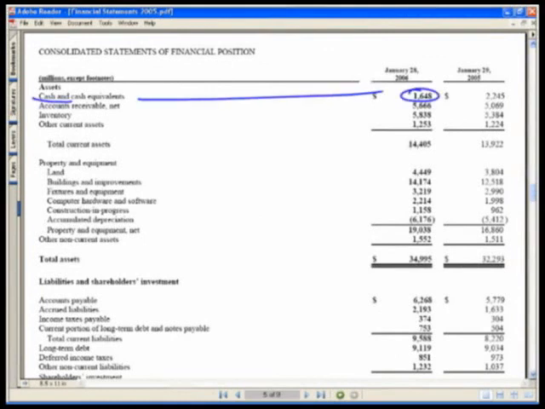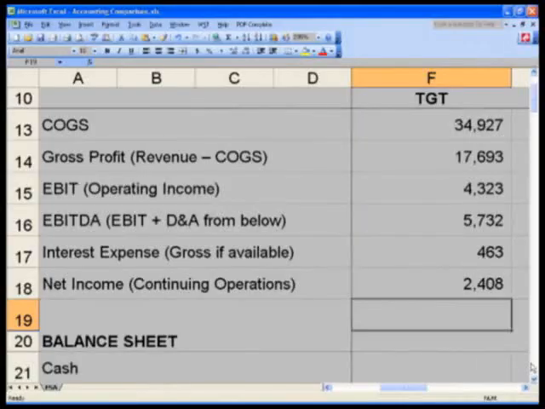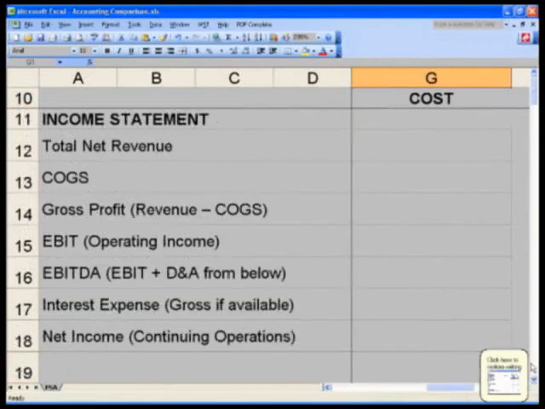The first number we want is cash. Cash is 1648. Accounts receivable and inventory are 5666 and 5838. Total current assets is 14045. The other number that we were requesting was our total assets number, 34995. So we will now want to input these four numbers into our balance sheet assets section. So let's go ahead and do that.